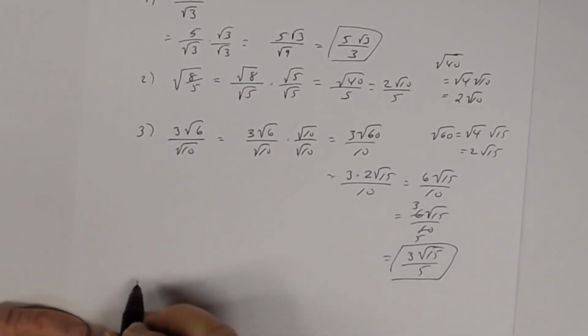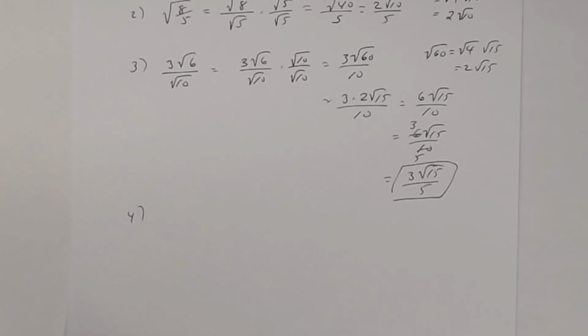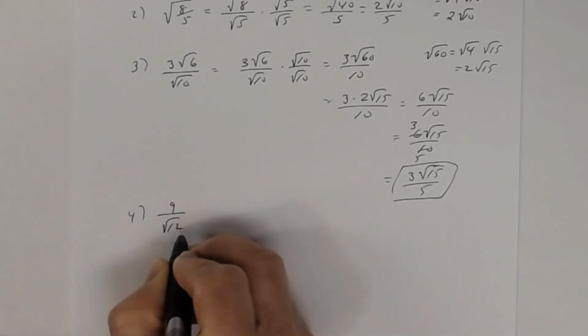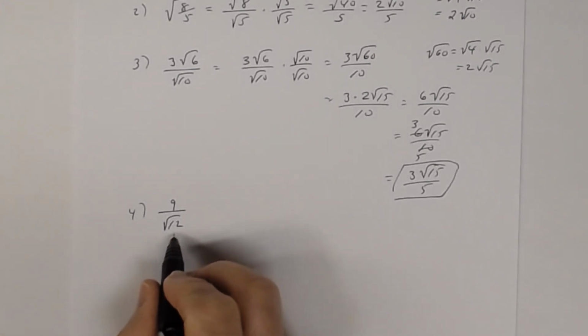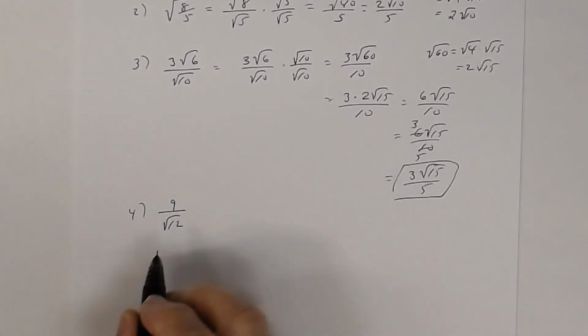All right, so that was number 3. Let's go to number 4. So it's not a difficult process, fairly simple to deal with. So number 4, we have 9 divided by the square root of 12. Now, what some students will do is they'll see the square root of 12 and they'll say, well, I can simplify the square root of 12 right away. And you could. But what I would do is I would just go ahead and first of all, rationalize the denominator. Let's do that first.